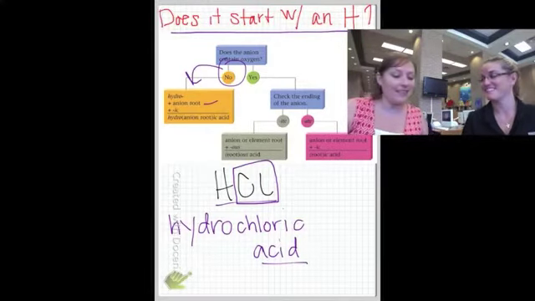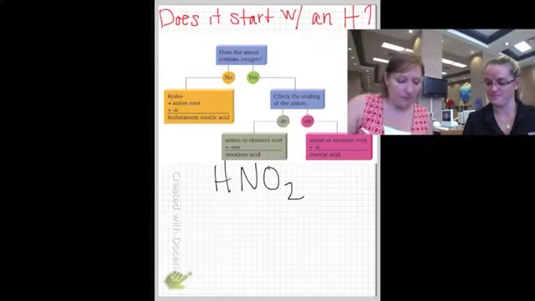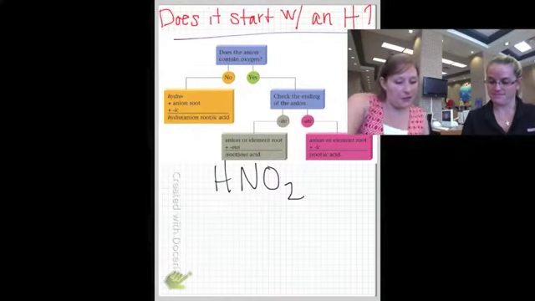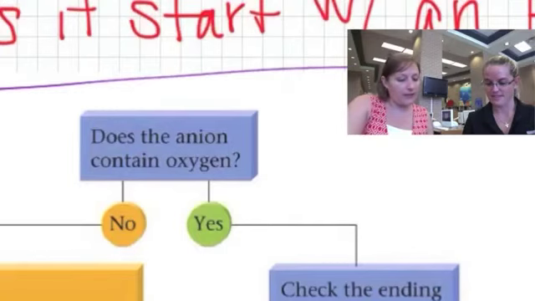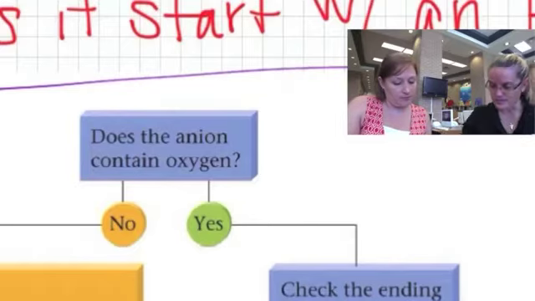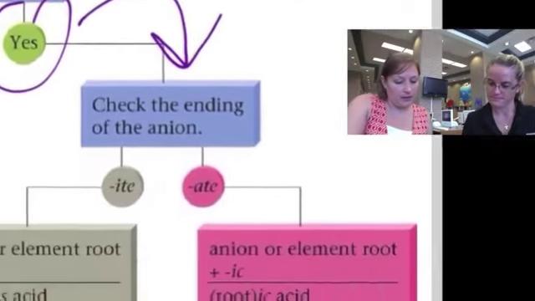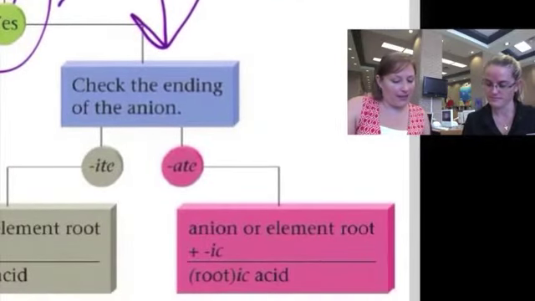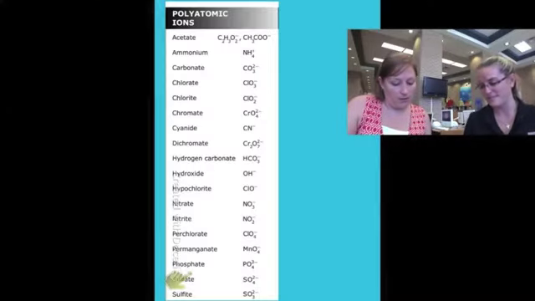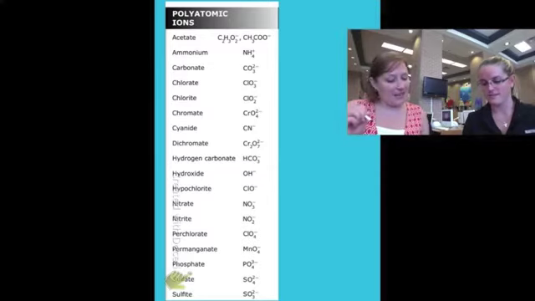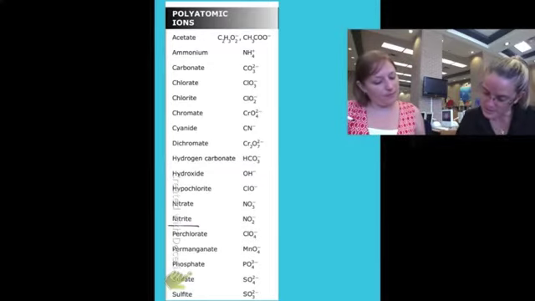Yeah, it's not too bad. Let's do another one. Does it start with H? HNO2. Yes. Okay, so we're off to naming acids. Does it have an oxygen? Yes, it does. Actually, it's got two of them right there. So we're going to say yes. Check the ending of the anions. So that's this whole thing. Oh, so I have to go back to that chart we've been using? Yeah. And NO2 right here.